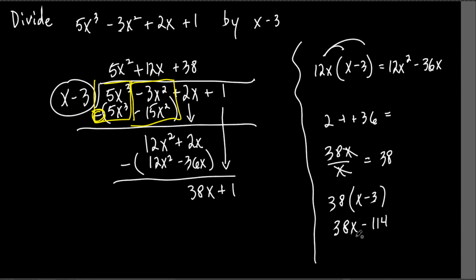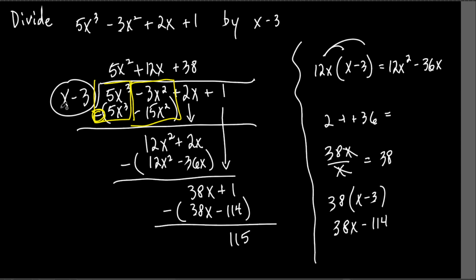What in the world do I do with that 38x minus 114? I subtract it. That's right. Since I multiplied these together, then I subtract it from this. 38x minus 114. We're almost done. We're really super close. 38x minus 38x is 0. Positive 1 minus negative. Again, it's another minus negative. What's minus negative? It's plus.